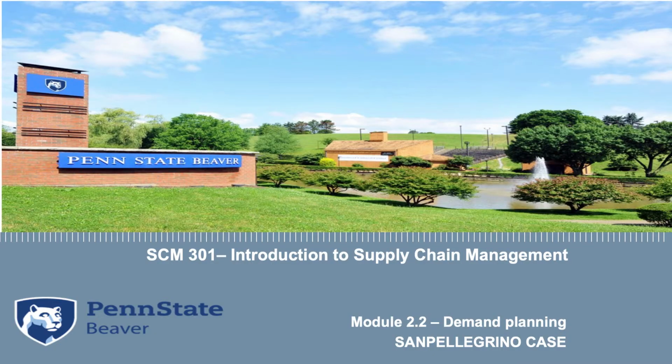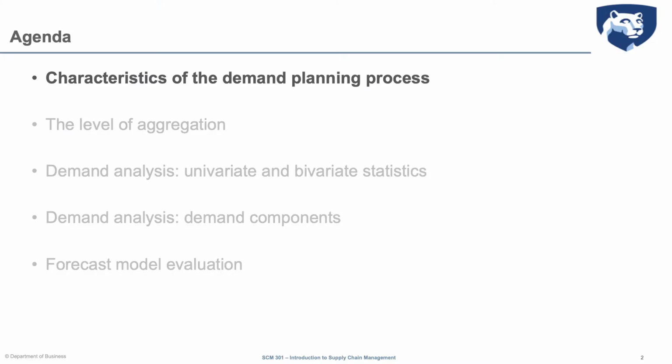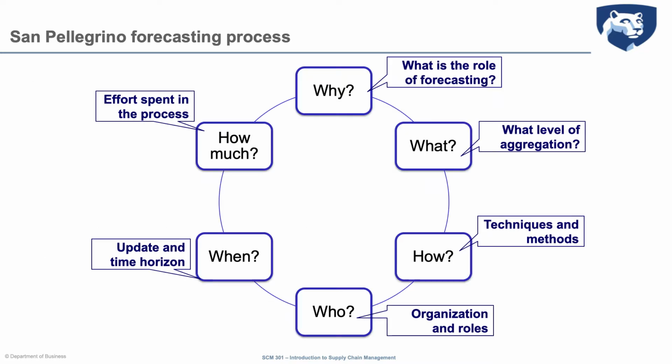We have seen this concept applied to the San Pellegrino case. The San Pellegrino case drives you to understand and apply the different concepts which are related to demand planning and demand management. In particular, the first step that we have done with the San Pellegrino case is to just give a characterization of the demand planning process. To give this characterization, we have used the same wheel that we have just presented in theory.